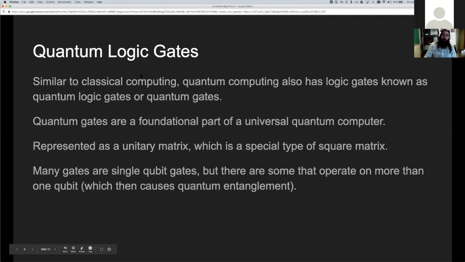And then we have quantum logic gates, which are very similar. This is where it's going to start to differ a little bit from quantum annealing, in that we actually have quantum logic gates, and it's similar to classical logic gates, where you have inputs and you have a gate that represents some operation, then you have an output. And they're actually the foundational pieces of a universal quantum computer. They're represented as a unitary matrix, which, if you're not sure, is a special type of square matrix. Many of the gates that you'll see are single qubit gates, but there are a lot that also operate on more than 1 qubit. And when a gate operates on more than 1 qubit, this actually causes quantum entanglement.